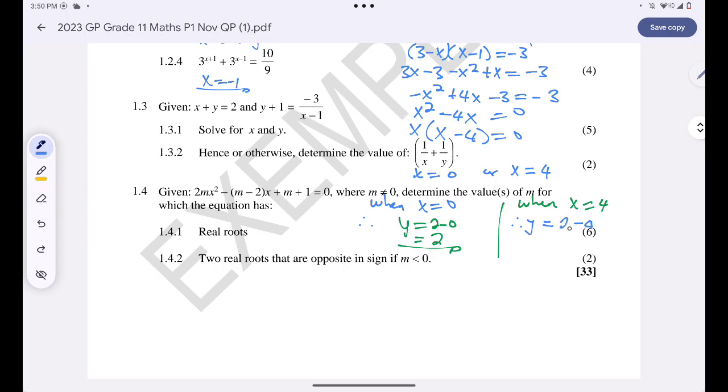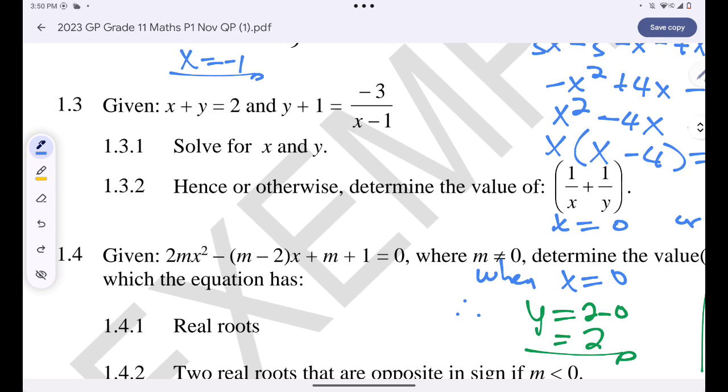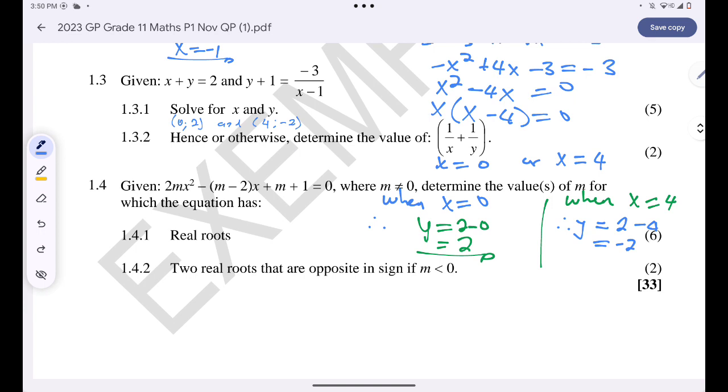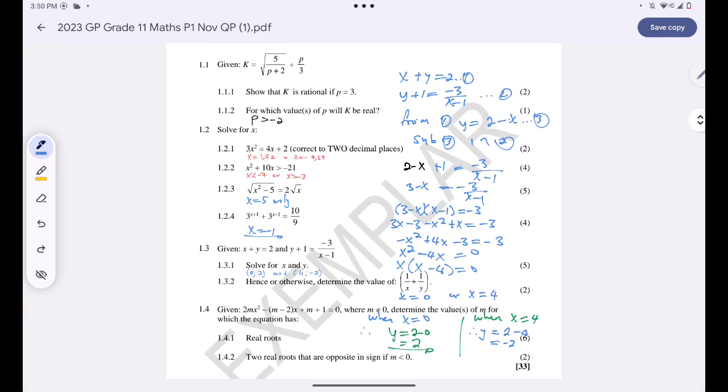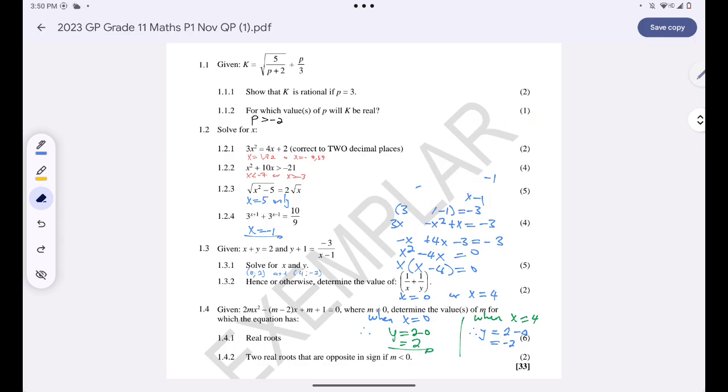Y is equal to 2 minus 4, which will give me negative 2. So I know that when x is 0, the corresponding y value is 2, and when x is 4, the corresponding y value is negative 2. That's how, guys, we could have managed to solve for x and y simultaneously.